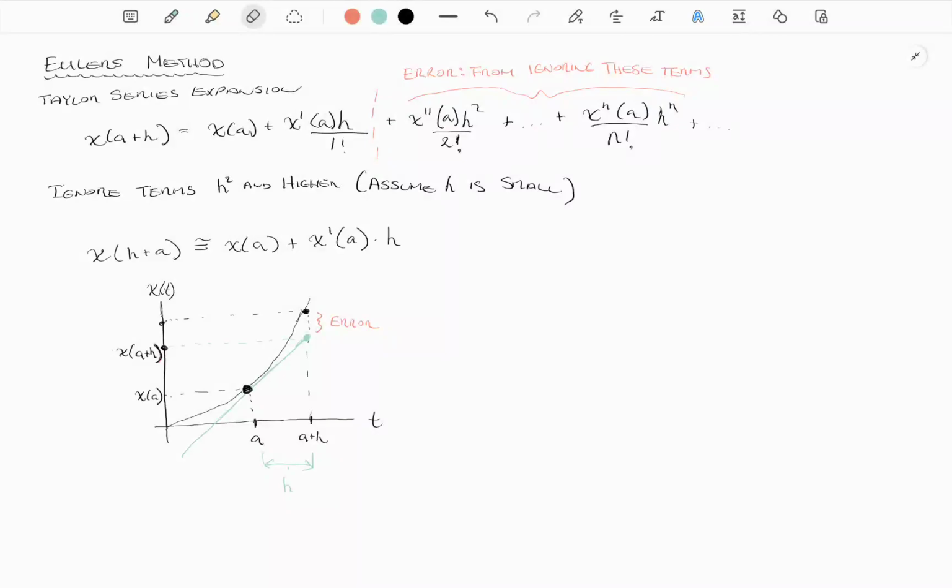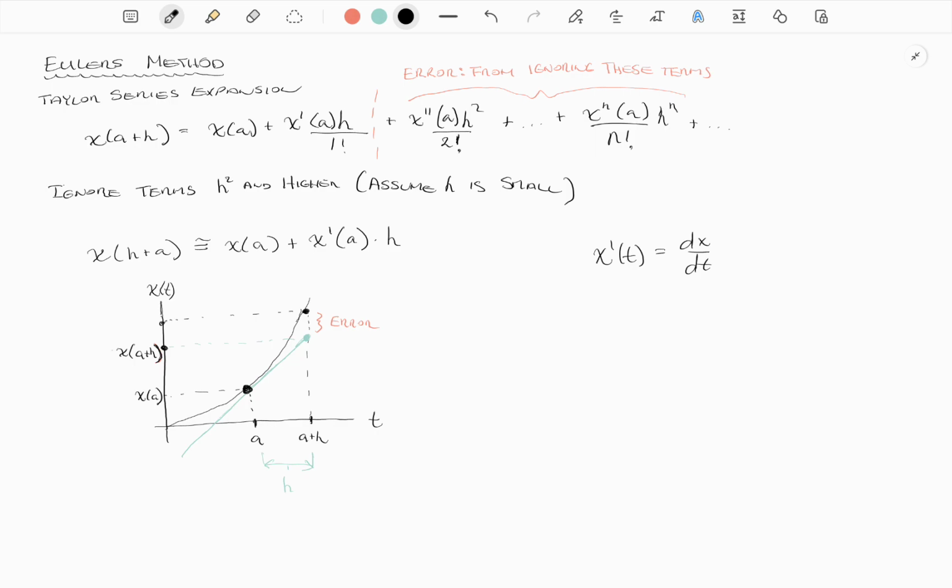In this video, I'm going to discuss how Euler's method works. Euler's method is used to solve first order differential equations. The idea is that when you have a first order differential equation, you know the slope at every point in the function which is the solution to that differential equation.